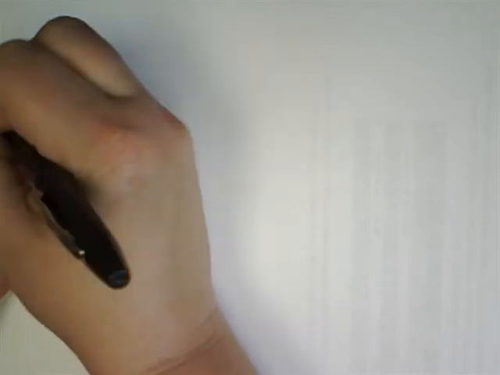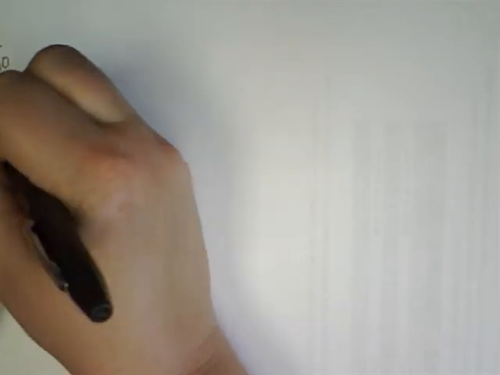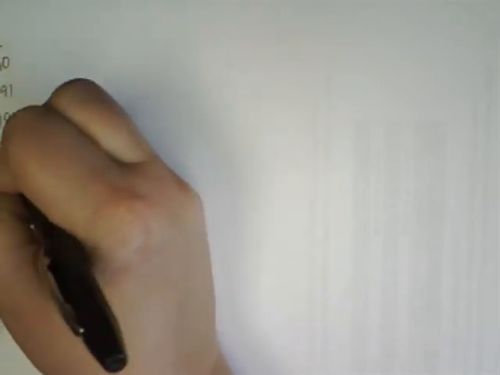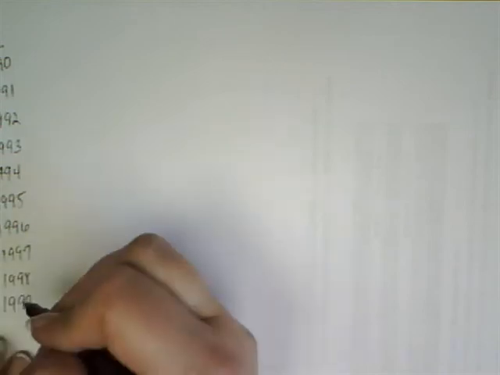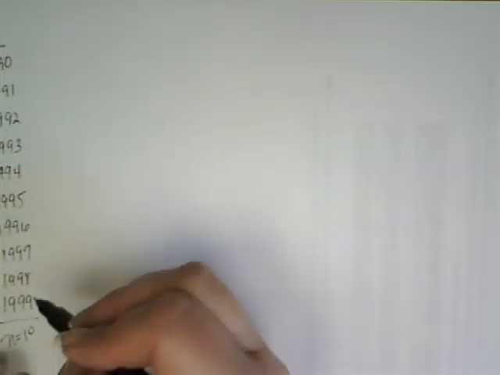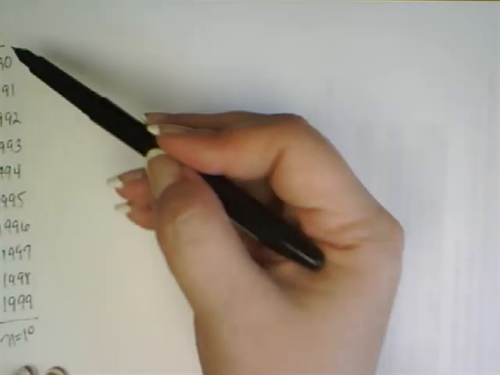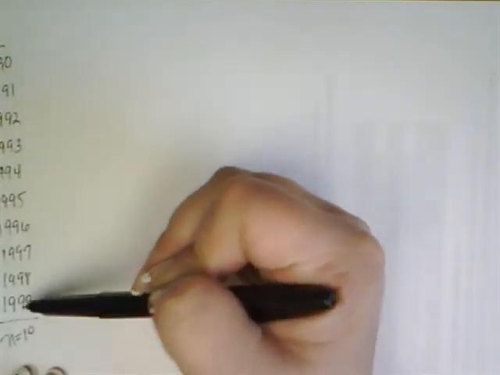So in the first column, we write down each of the years. We're starting with 1990, 1991, 1992, 1993, 1994, 1995, all the way to 1999. And this is a period of 10 years. So our n is 10 in this case. 1, 2, 3, 4, 5, 6, 7, 8, 9, 10.